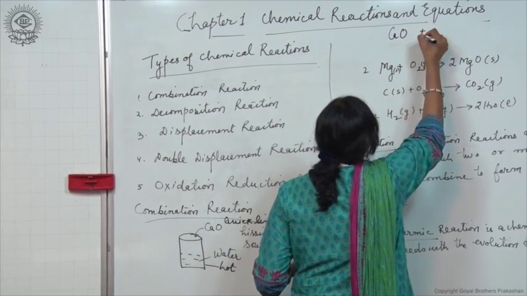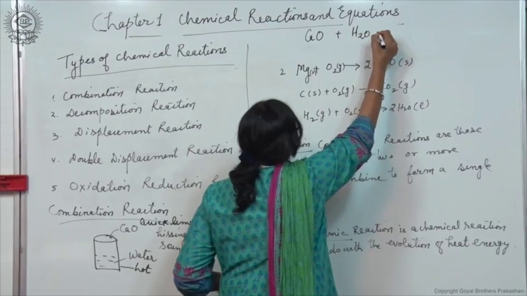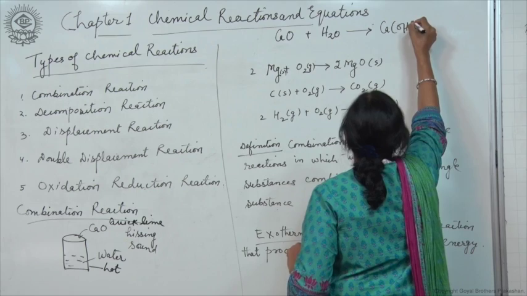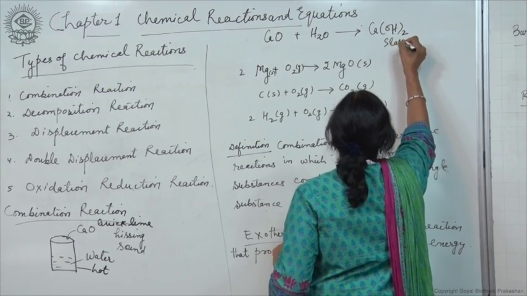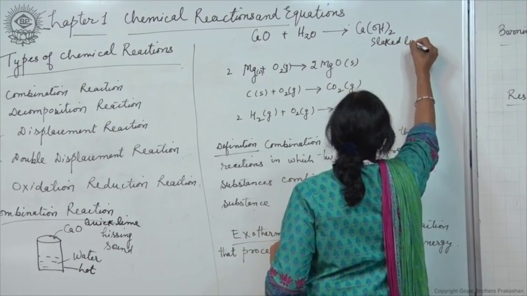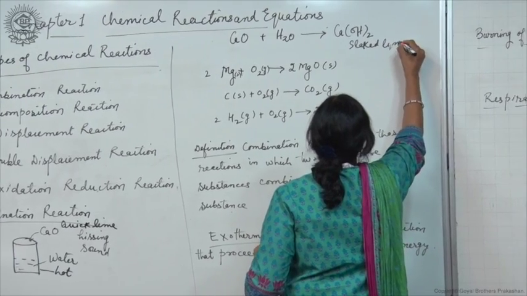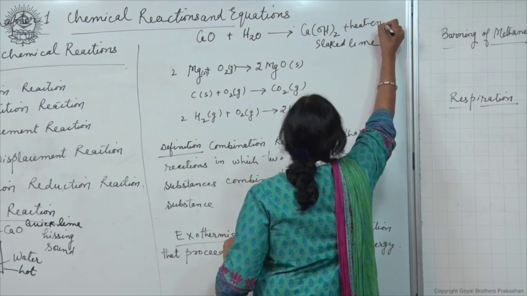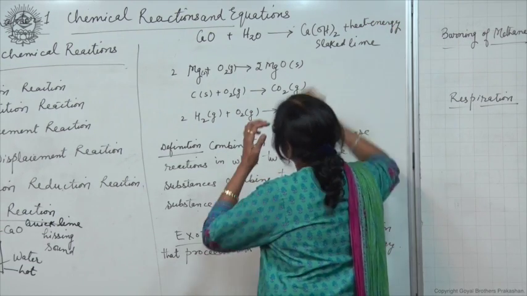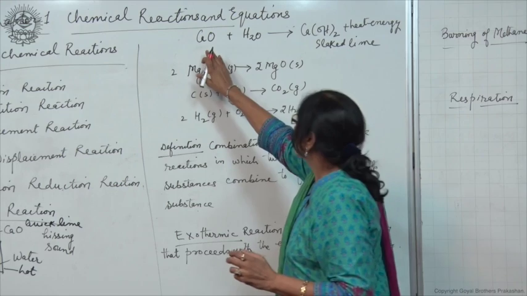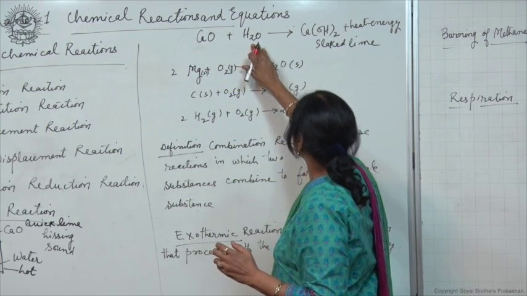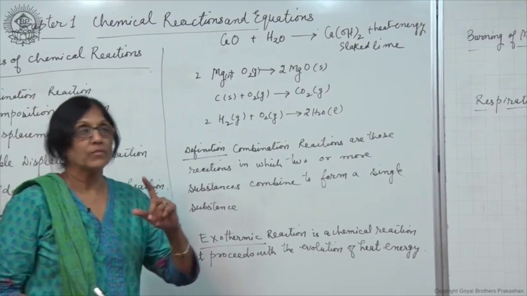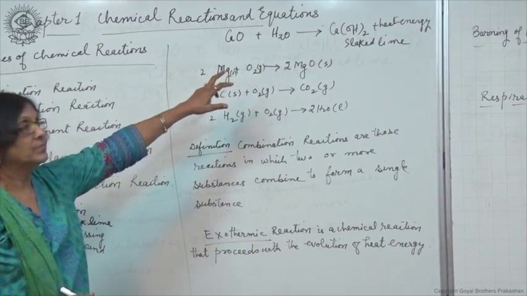Calcium oxide reacts with water with the evolution of heat energy and slaked lime is formed, calcium hydroxide, and heat energy is given out. So you can see calcium oxide is reacting with water and forming calcium hydroxide. Two compounds react and form one single substance.